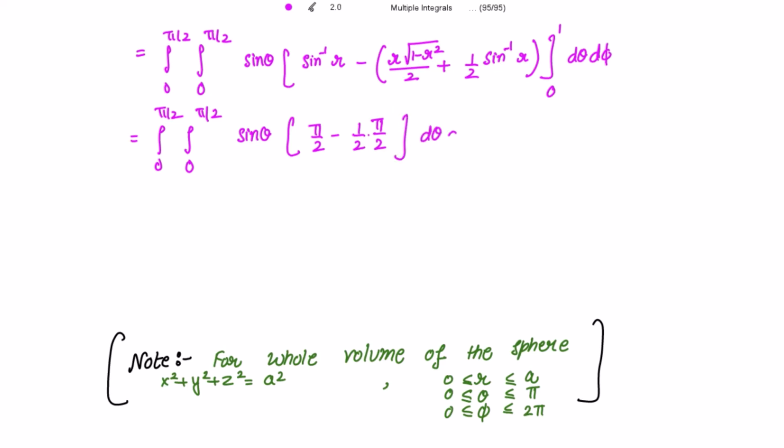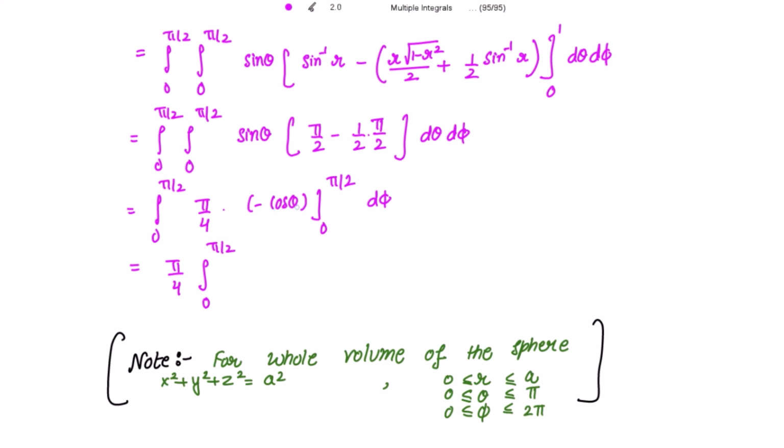So this is d theta d phi. As this is your constant, 0 to pi by 2, this is what? Pi by 2 minus pi by 4, which will give you pi by 4. And the integration of sine theta is negative cos of theta, and then the limits, d phi. So taking pi by 4 outside with the 0 to pi by 2 integral.